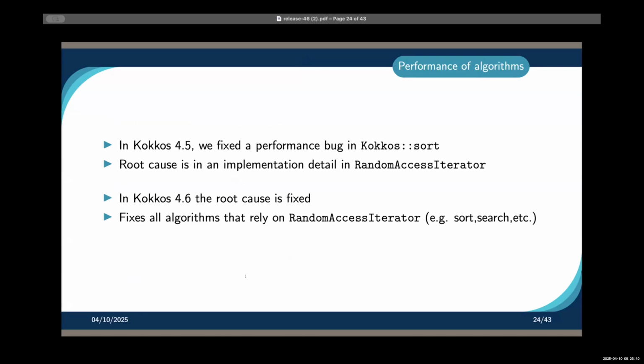So we've improved the performance of some of our algorithms. In 4.5, we fixed a performance bug in Kokkos sort. The root cause of this bug was actually an implementation detail in the random access iterator. So for 4.6, we've reverted the fix for Kokkos sort and instead fixed the root cause. And so this fixes any algorithm that relies on the random access iterator. Previously, we've seen sort in Kokkos 4.5, but now we have some results on the next slide for search.